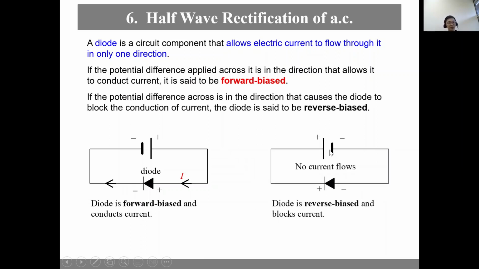In the reverse bias, notice that the battery wants to send the current through the circuit, but it's blocked by the diode. It's in the reverse direction, the wrong direction. So in the reverse bias, no current flows.